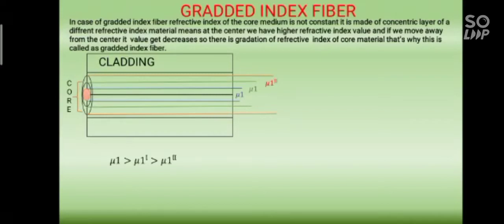It means that if we go away from the axis of the optical fiber, then the refractive index value is decreasing, and all these values are greater than the refractive index of the cladding, that is mu2. It means there is a gradation of the core refractive index.